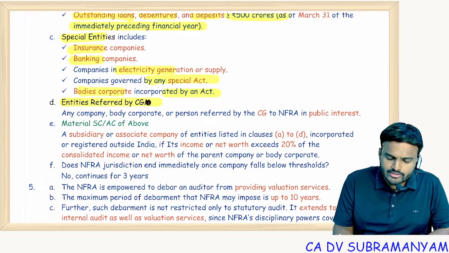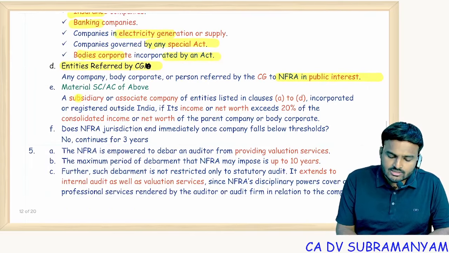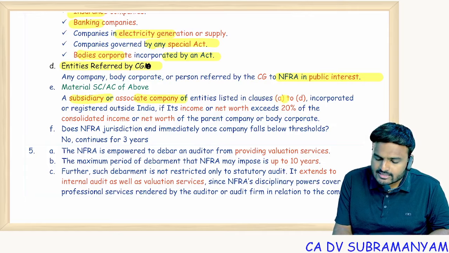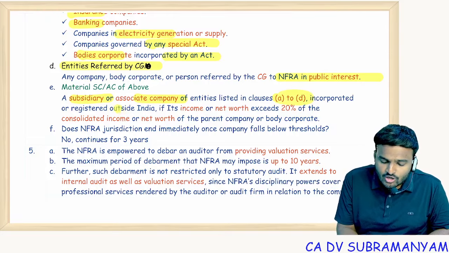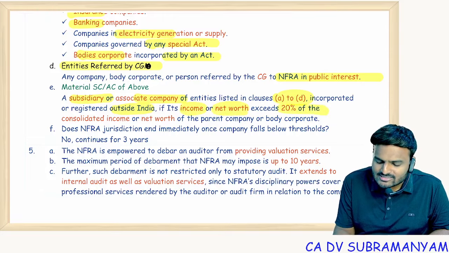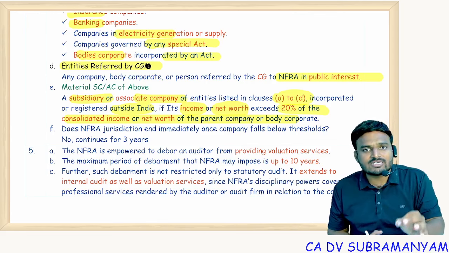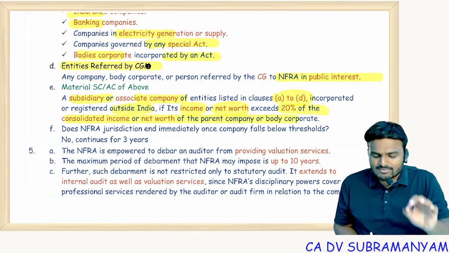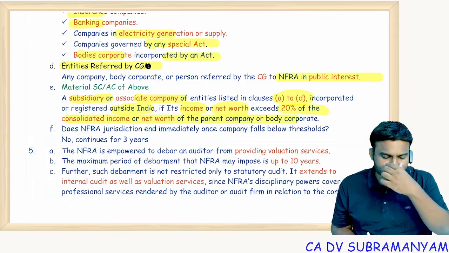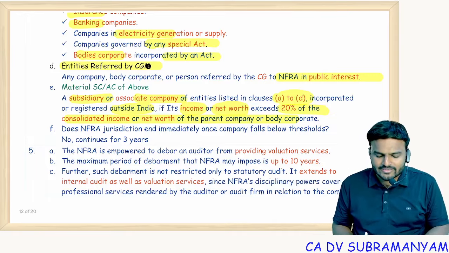Any company, body corporate, or person referred by the central government to NFRA in public interest. And this one is also a tricky point. A subsidiary or associate company of the entities listed above, A to D, incorporated outside India, if its income or net worth exceeds 20% of the group. In the entire group, if a subsidiary has a 20% share and that subsidiary or associate company is registered outside India, yes, it will be governed by NFRA.